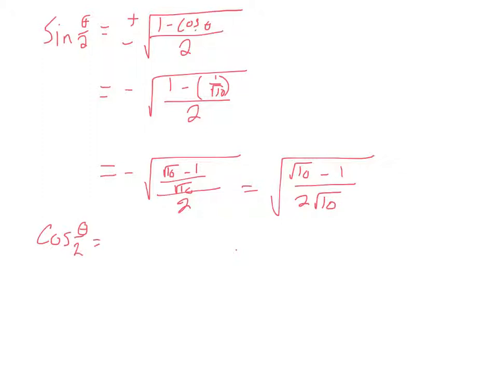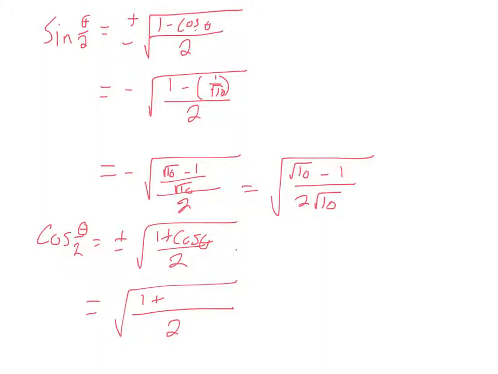And then finally, cosine of theta over 2 is plus or minus the square root of 1 plus cosine theta over 2. Cosine has to be positive in this quadrant, so we just want the positive one. So we'll get 1 plus cosine theta, where cosine theta is 1 over square root of 10. If we simplify this all out, we get square root of 10 plus 1 over 2 square root of 10, just like we did the other one.